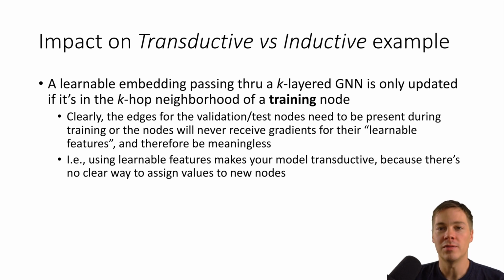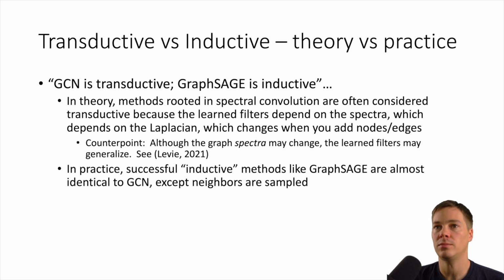Another way of saying this is that if you're using learnable features, then you're forcing your model to be transductive, because there's no clear way to assign meaningful values to new nodes that you get coming through the door tomorrow, because they have to participate in this training process to be learned.